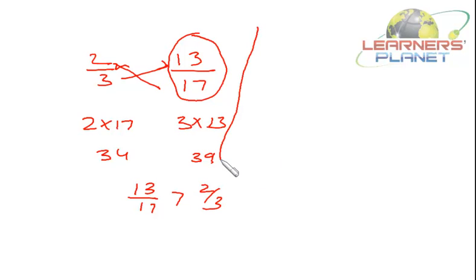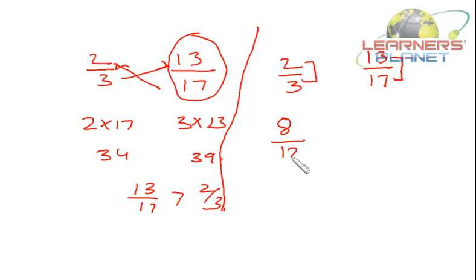Alternatively, I can solve this problem. I'm writing 2 by 3 over here and 13 by 17 over here. Now the difference between numerator and denominator here is 1, and here it is 4. So I can make this difference also 4 if I multiply the numerator and denominator by 4. That means 4 times 1. So what will it be? It will be 8 by 12. So 8 by 12 is equivalent to 2 by 3, and this is 13 by 17.